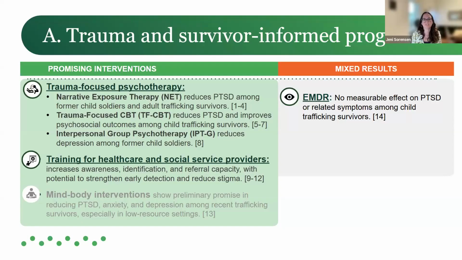And then mind-body interventions, there's preliminary promise in that. I'll talk about that a little bit more in a slide coming up. Where we've seen mixed results are with EMDR. I have to always remember what this is: eye movement desensitization and reprocessing. That has been shown to be really effective, especially in high-income country contexts, with depression and PTSD and other things. But for whatever reason, there's not that much that's shown that it's been effective among child trafficking survivors. We haven't yet looked at the impact on adult trafficking survivors. Next slide.